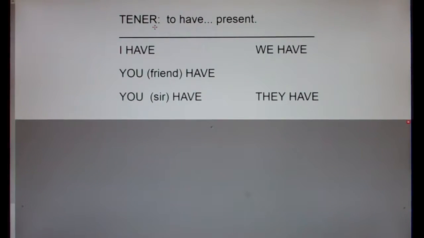This is the verb tener, which means to have, okay? We're going to go over it in the present tense. Now, how are we going to remember that tener is to have?